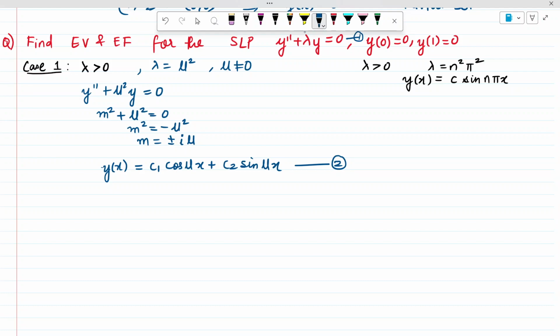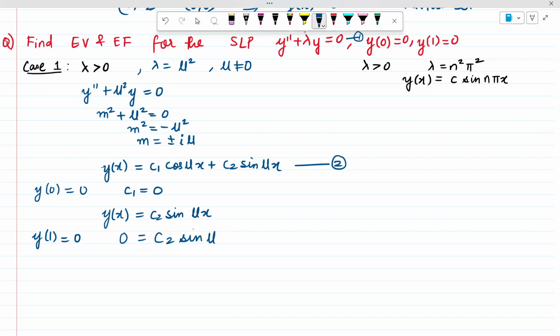Now we work on the boundary conditions. So first boundary condition is y of 0 equal to 0. So I replace 0 in place of x over here, and I would get C1 is equal to 0 because cos 0 is 1 and sin 0 is 0. So I'm left with y of x is equal to C2 sin nu x. Now we use second boundary condition, that is y of 1 equal to 0, and we would get 0 is equal to C2 sin nu. Is this correct? And if I get this over here, this means either C2 is 0 or sin nu is 0.